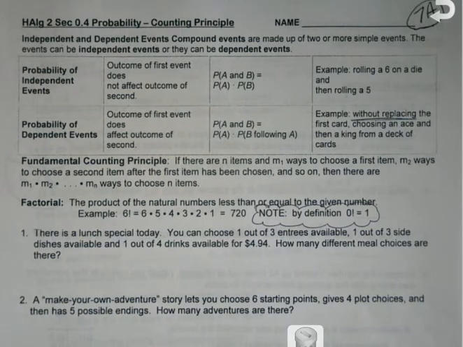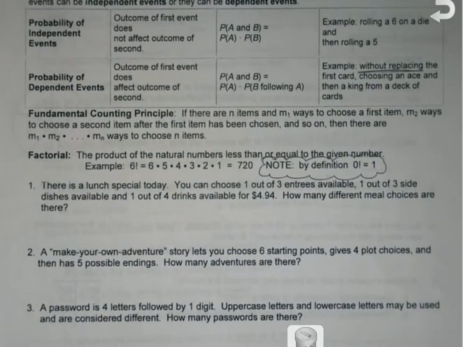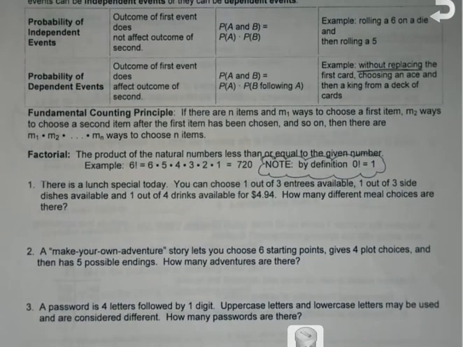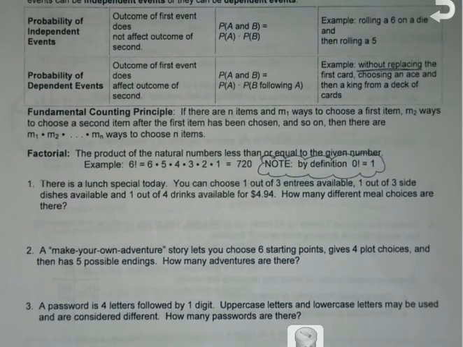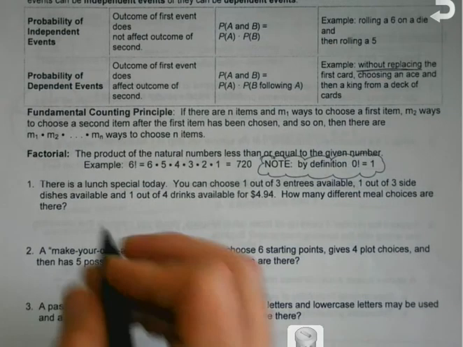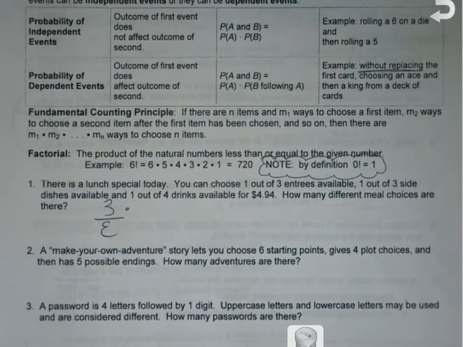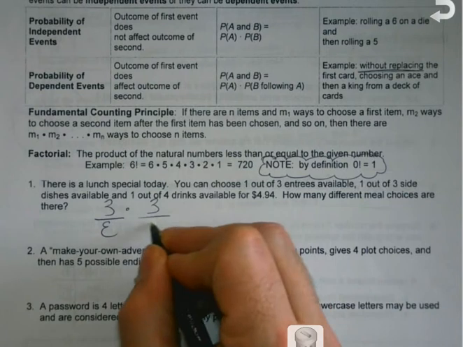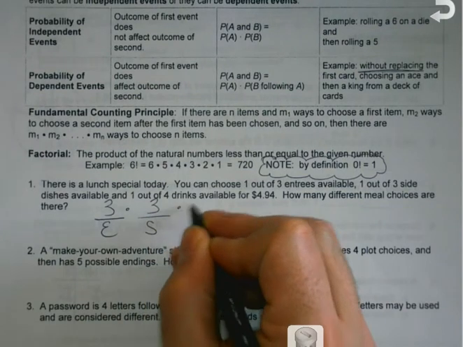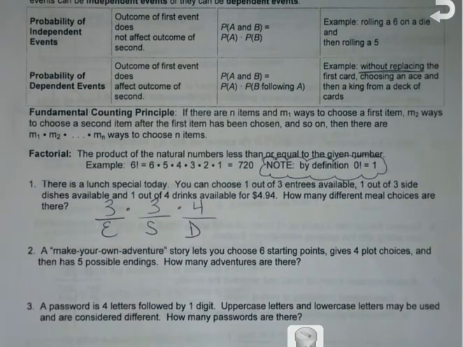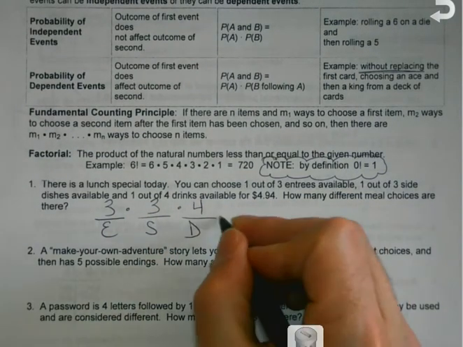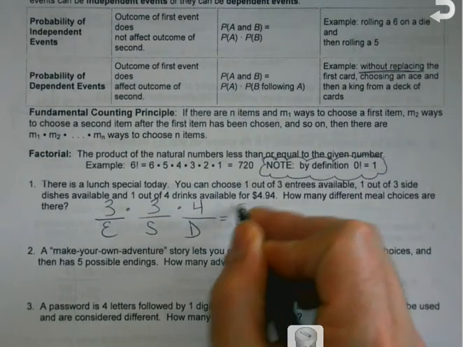So here's how this works. An easier day 2. We have a lunch special today. You can choose 1 out of 3 entrees, 1 out of 3 side dishes, and 1 out of 4 drinks. How many different meal choices are there? Basically, you've got 3 entrees, 3 side dishes, and 4 drinks, and you're just going to multiply the number of options together.